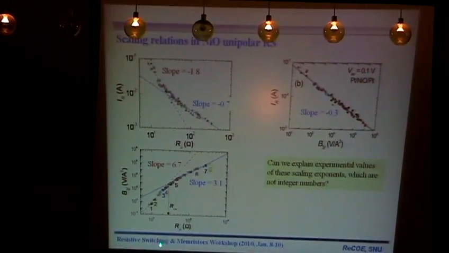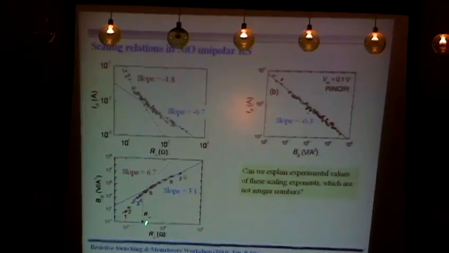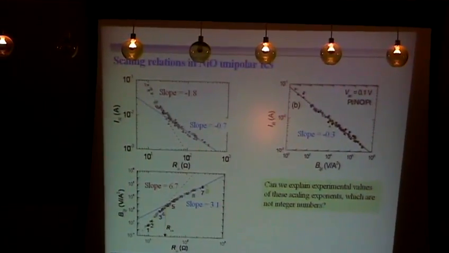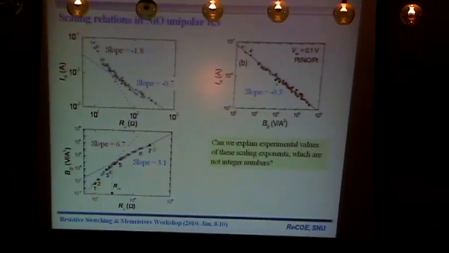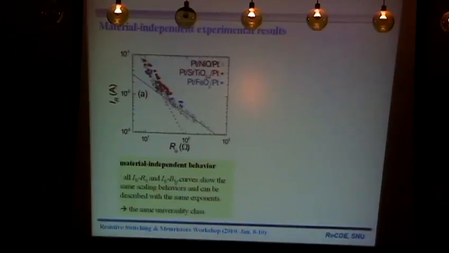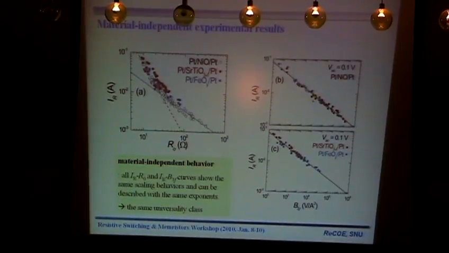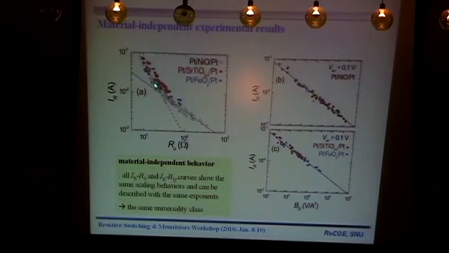Scaling behavior, the 3 omega signals to the R0, the scaling behavior, and so on. So can we explain this experimental value of the scaling exponent, which is not an integer number? Also, if we plot the data from other samples, originally I showed the sample on the cloud side, but if you plot over the certain titanate or iron oxide, they actually overlap on the same curve. So this indicates that this scaling behavior is material independent, and it also has the same exponent, indicating that it should belong to the same universality class.